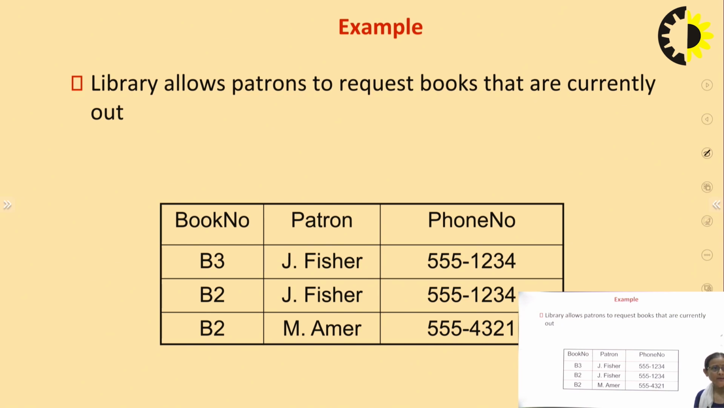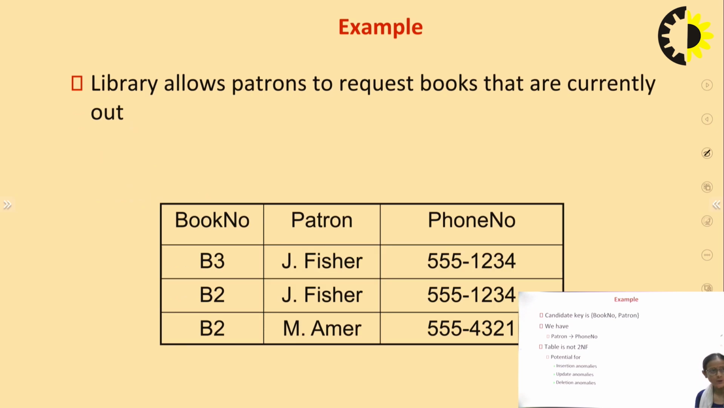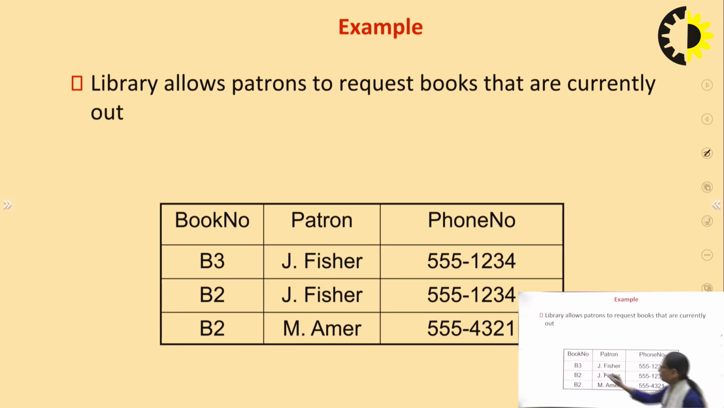Here we have a library which allows patrons to request books that are currently out. So we have the book number, patron, and phone number attributes. If we talk about my candidate key, it is my book number and my patron. If I look at my table, these two attributes are acting as a candidate key.